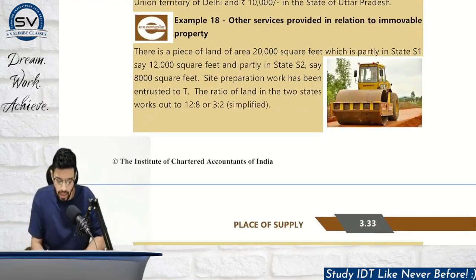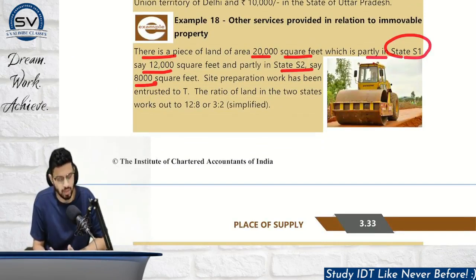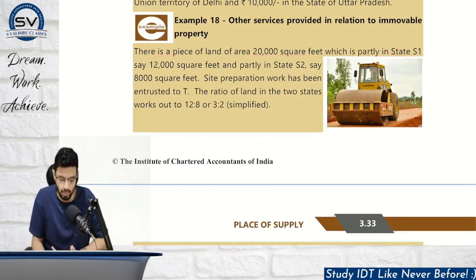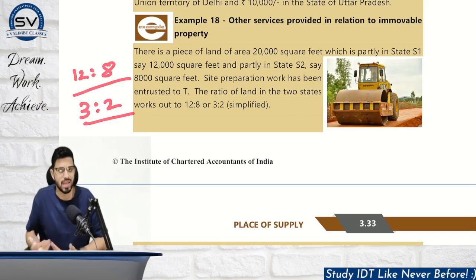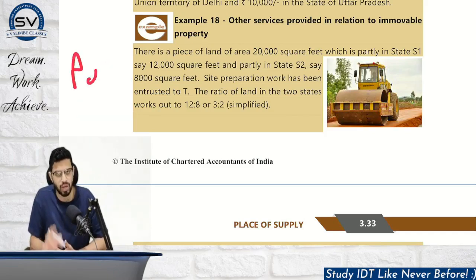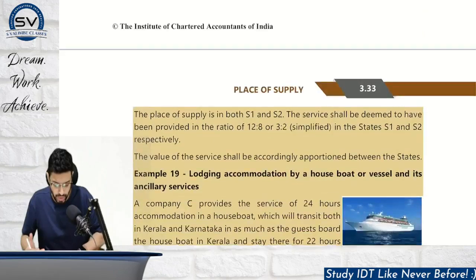Next, there is a piece of land of 20,000 square feet which is partly in state S1, say 12,000, and state S2, that is 8,000. You don't need to go ahead. This is a single property case. Whatever the amount is, you have to divide into 12:8. Okay, so basically 3:2. So this is the area bifurcation. Why? Because the property is only 1. So you cannot divide on the basis of nights stayed.